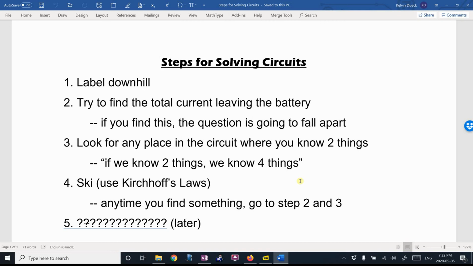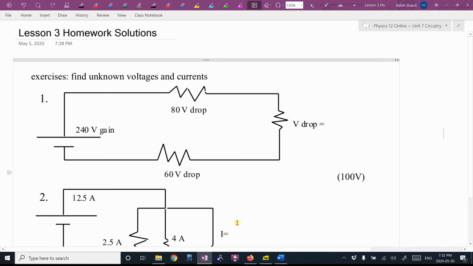Current going into a junction has to equal current going out of a junction, in amps. And for voltage, any voltage I gain from the battery, I have to lose, as long as I'm always skiing downhill and end up at the bottom of the battery. And there's going to be a fifth one, but we haven't got to that yet. So step one is going to be label downhill.